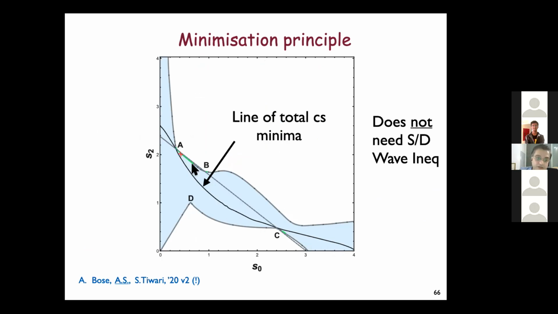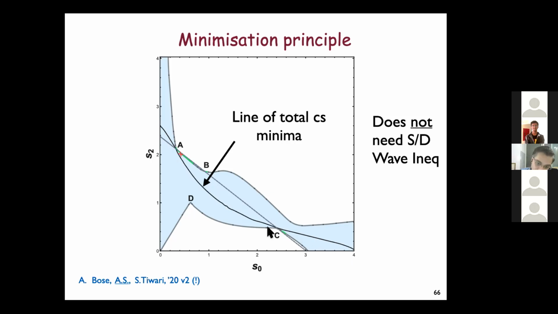And when you do that, you get this black line. So this black line is what gives you the S matrices where, for a fixed S naught value, it gives us the location of the S2 where the total scattering cross-section is minimized. So this is what the black line is.